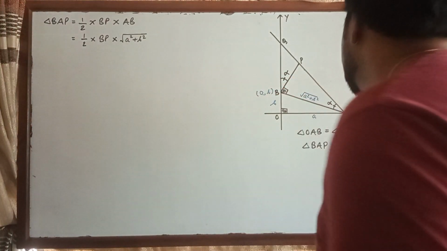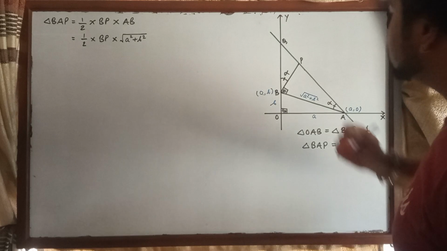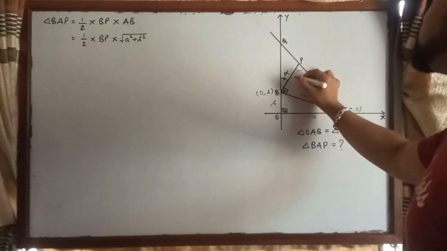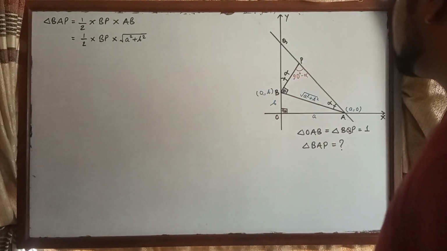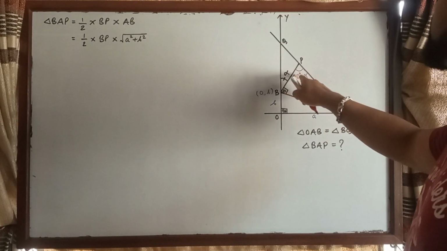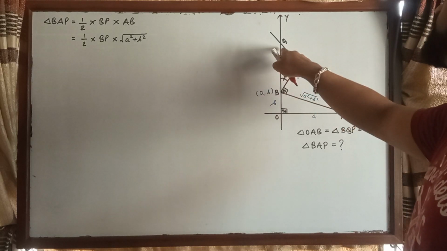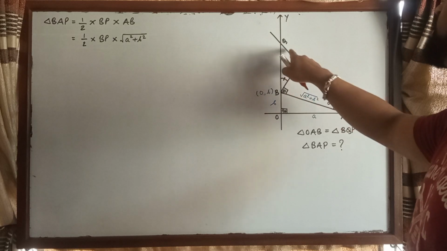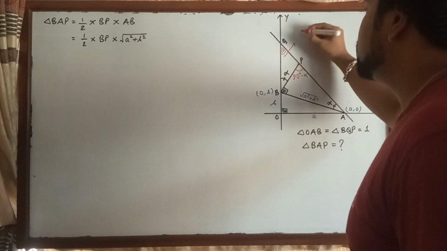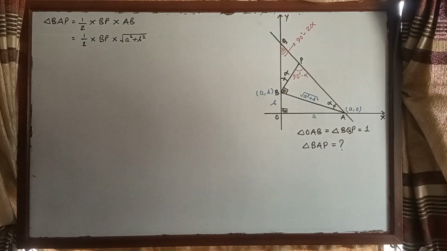Now let's see. This angle is alpha. This is 90 degrees, this is alpha, so this is 90 degrees minus alpha. And since this is 90 degrees minus alpha, and this is alpha, the exterior angle is the sum of the opposite interior angles. So we're going to get this angle to be 90 degrees minus 2 alpha.